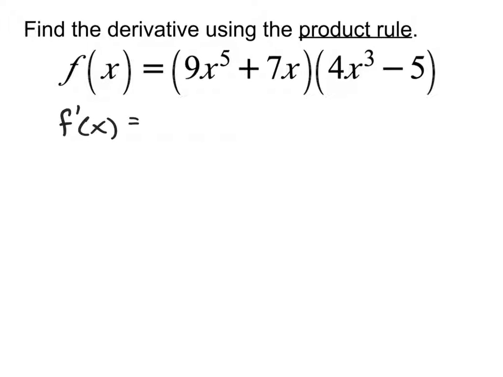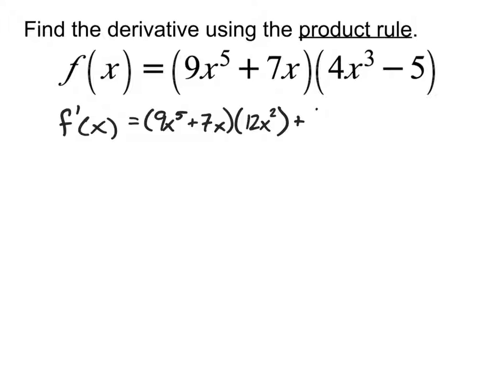All right, now if we're going to do this using product rule, I'm going to be doing original times derivative plus derivative times original. So original first function, 9x to the 5th plus 7x. So that's original, and I need to multiply that by the derivative of the second function. So the derivative of 4x cubed is going to be 12x squared. And then the derivative of negative 5, it's a constant, and so that derivative is 0, so that's our first part. And then we add derivative times original.